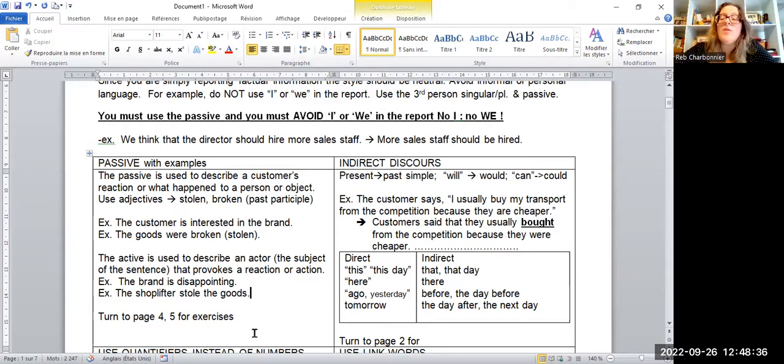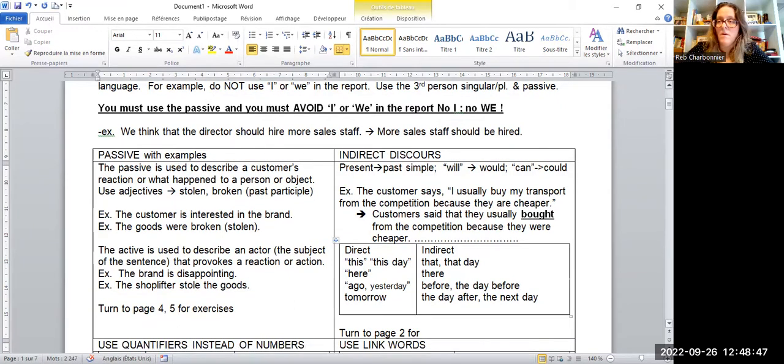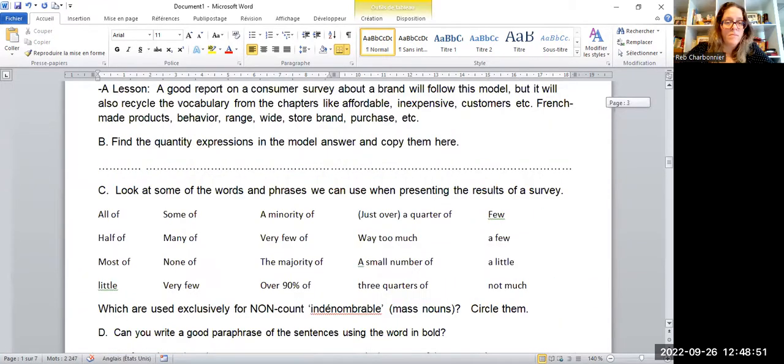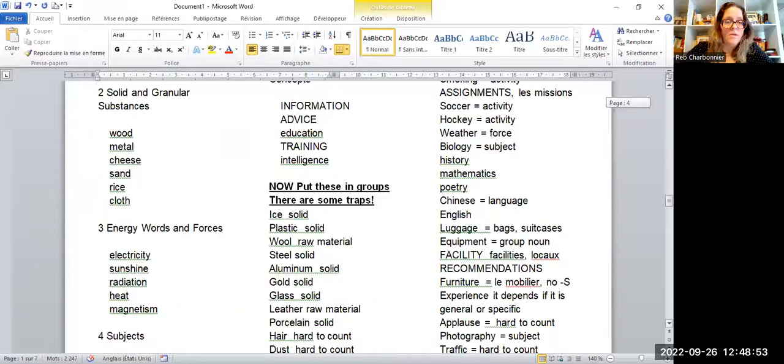Now let's turn to page 4 or 5 for the exercises. Let's go down to page 4. Let me go down here, sorry. I'll scroll down. Okay, so here are the exercises.